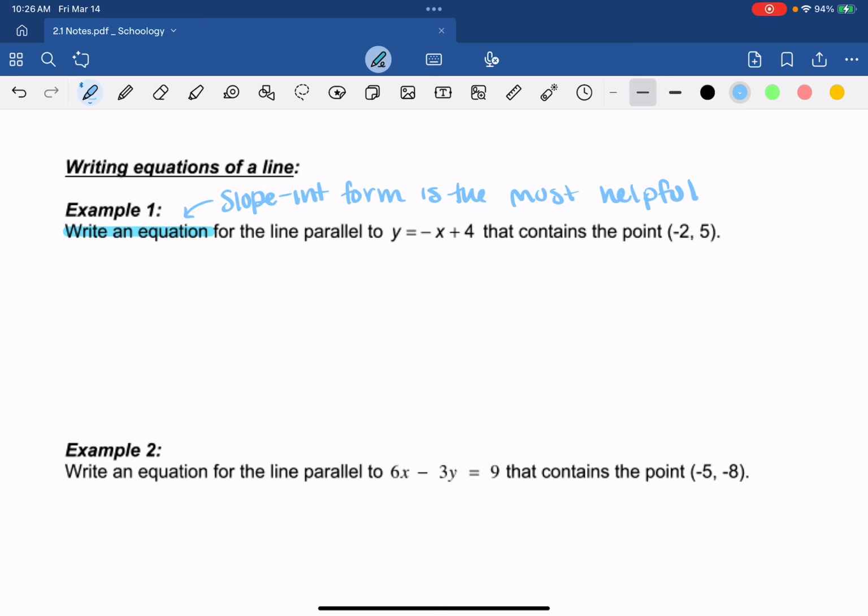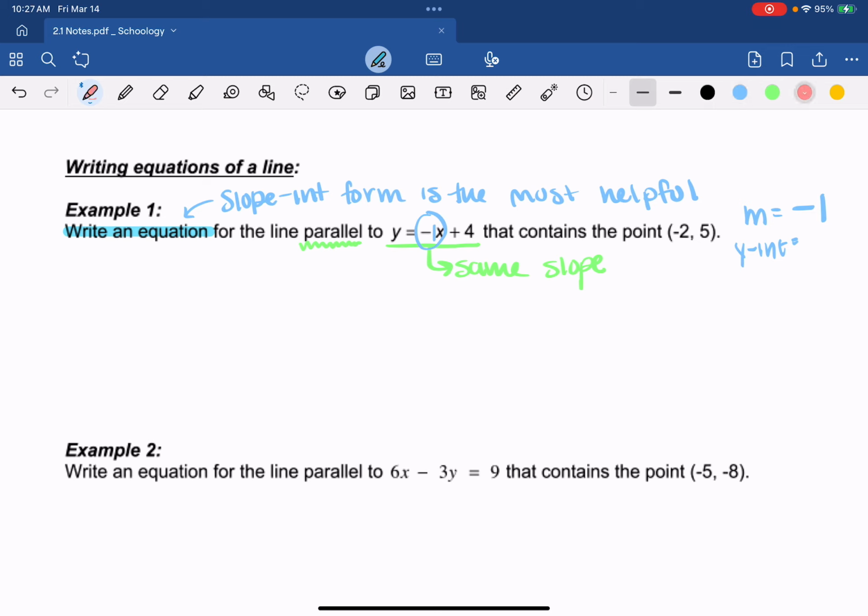All right, now, in order to write an equation in slope-intercept form, what are the 2 things that I need? Well, I need a slope and I need a y-intercept. That's what I need to write this equation. I don't know my y-intercept at all, but I can find my slope. This line right here, parallel, tells me my slope. Because I want it to be parallel to this line, which means I want my slope to be the same. So my slope for my new equation is going to be negative 1, because right here it's a -1.